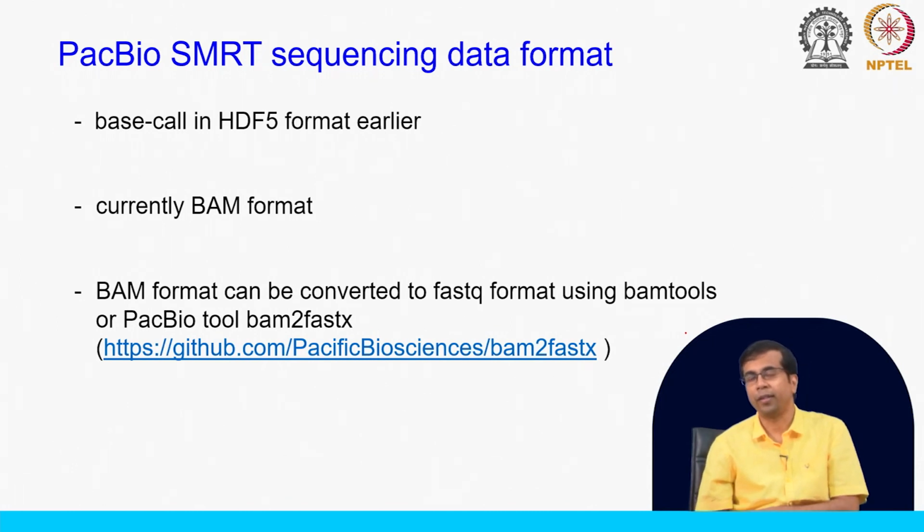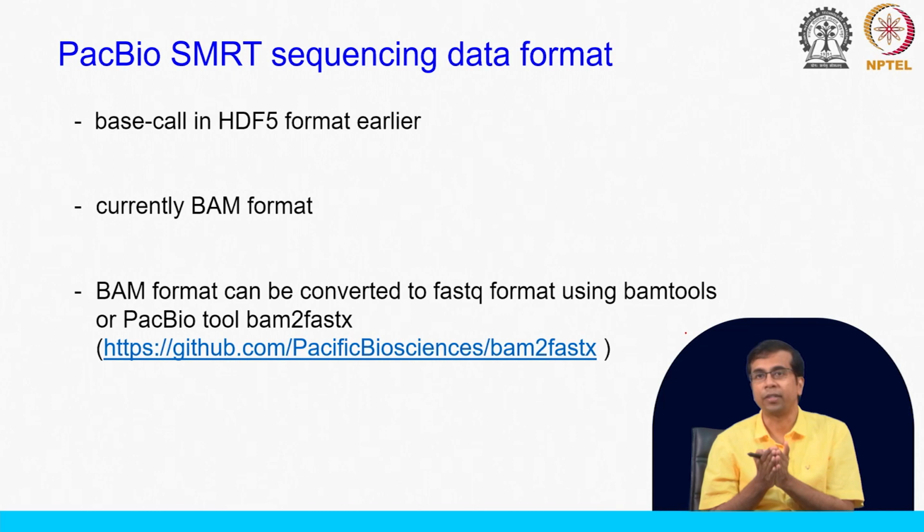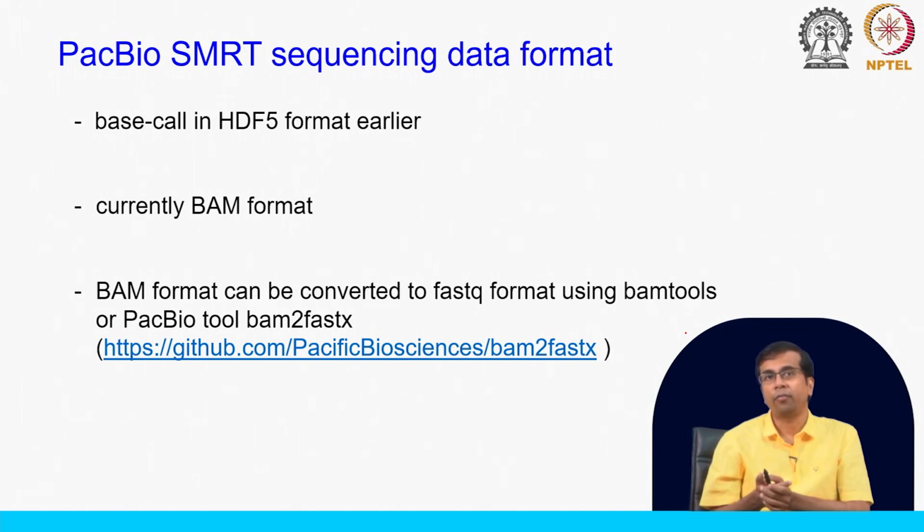So, why are we interested in getting this to FASTQ format? Because most of the tools are developed for FASTQ format. We have mentioned that most of the sequencing today is done on the Illumina platform. So, a lot of tools out there are designed for handling FASTQ data sets. If we can convert this BAM format to FASTQ format, you can use those tools. There are 2 tools mentioned here, one is BAM tools, and the other one is the Pacific Biosciences own tool, which is called BAM2FASTX. You can download it from their web page; the web link is given.